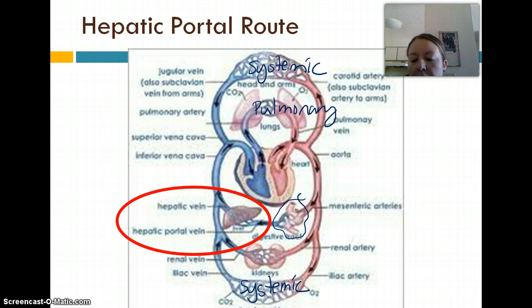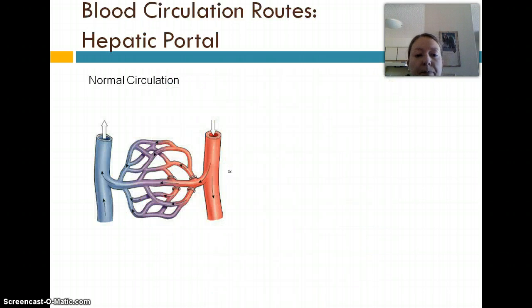What happens when all those vessels come together is they don't go straight back to the heart like they do, say, in the kidney circulation. They go to the kidneys, go through the capillaries, and go straight to the heart. Here, they actually go through a second capillary bed through the liver, and then go back to the heart. So let me show you in a little more detail what that looks like and why that happens.